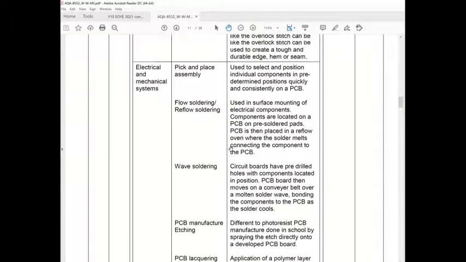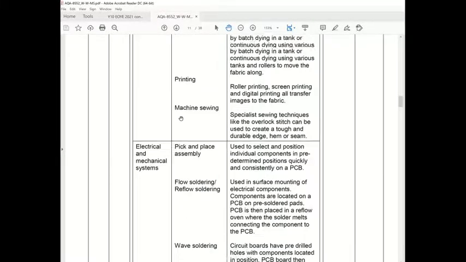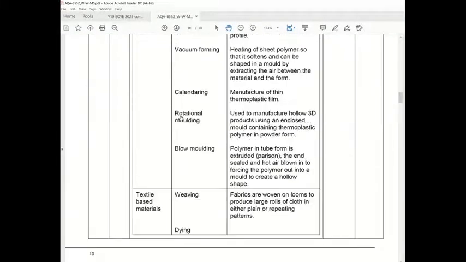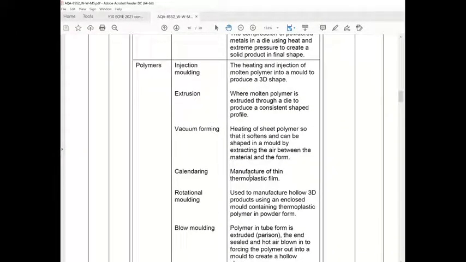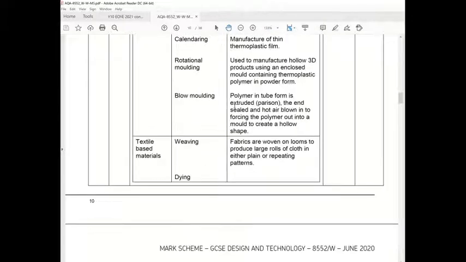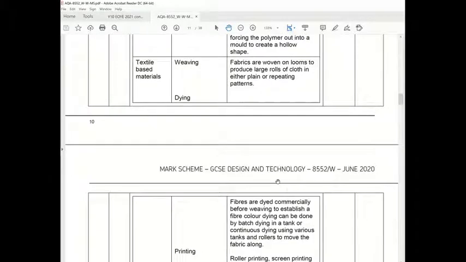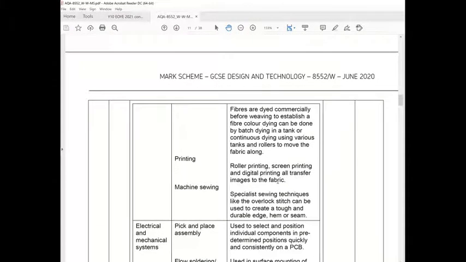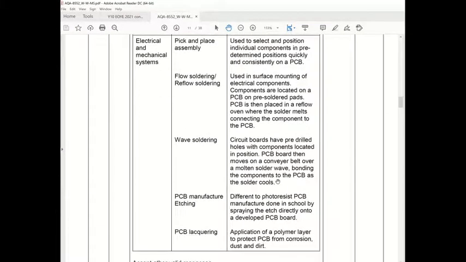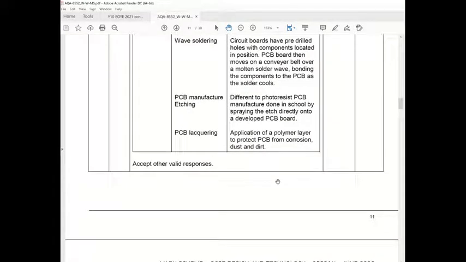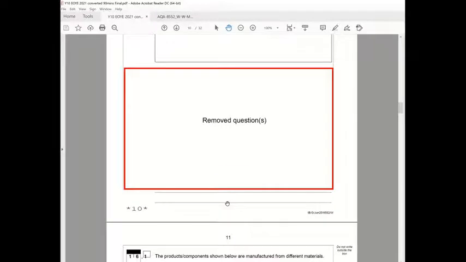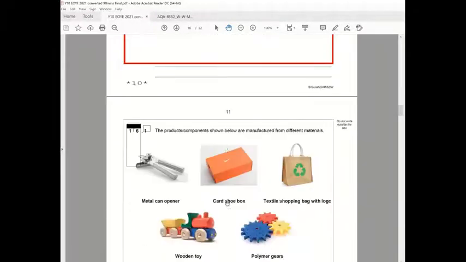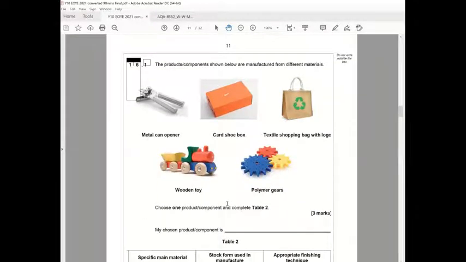But yeah, I would generally just go for vac forming and injection molding. I think they're the best. So you've got to do a decent picture, explain the process, and also include some of these points. So hopefully you can have a look at those and just see where you fell down on marks if you did. Let's go over to the next one, it's a remove question, and then we have 5 different products.